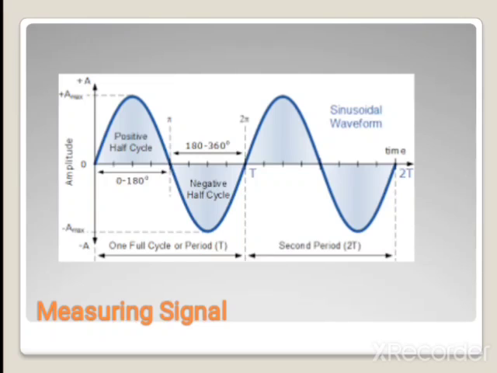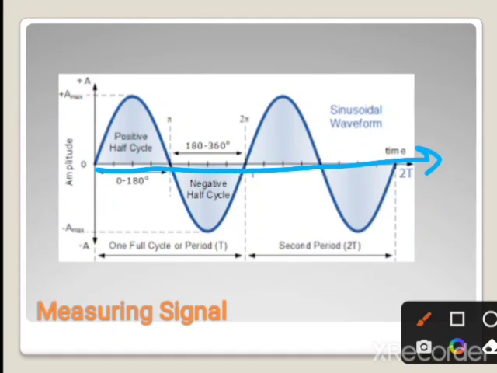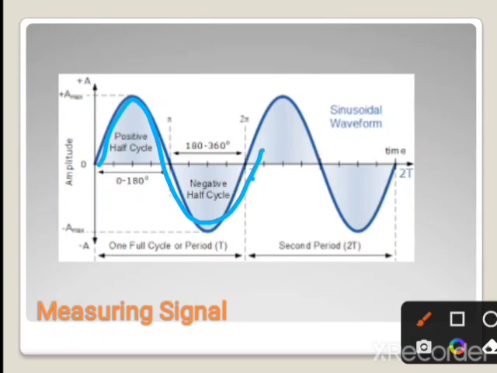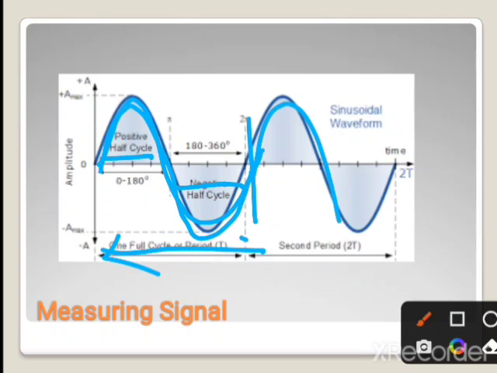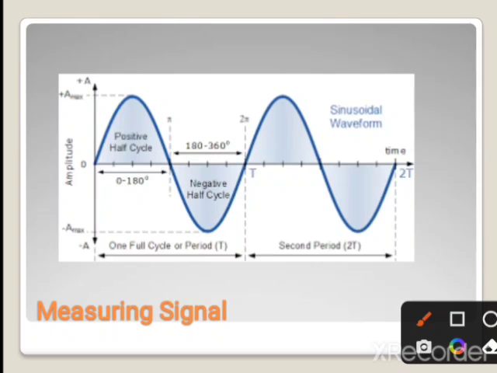Now measuring signal. This is the analog signal, or we can say waveform. We can call it a waveform also. Here you can see that on the x-axis there is time, on the y-axis there is amplitude. This is our waveform. This is the positive half cycle, this is the negative half cycle. One positive half cycle and one negative half cycle completes one complete cycle.